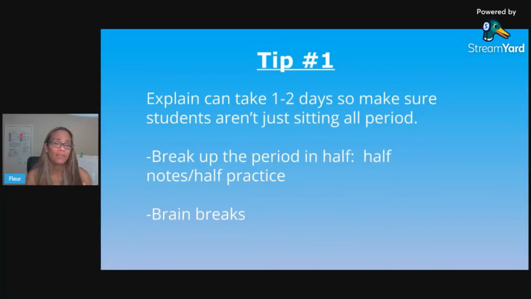So you could have the first part of class be note taking, and the second part they're practicing what you taught them. Or if you have to just take the whole period and teach, which is fine too, it's not a terrible thing to do. But if it just takes one day and you want to knock out all the notes, be sure to include brain breaks, which is what we're talking about next.